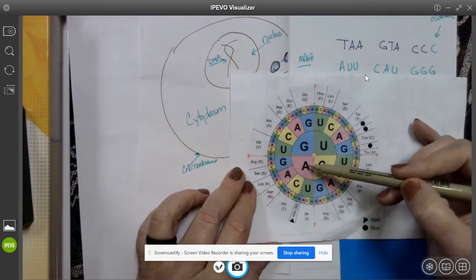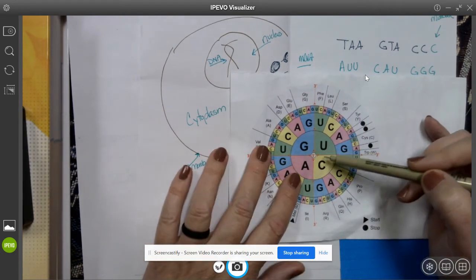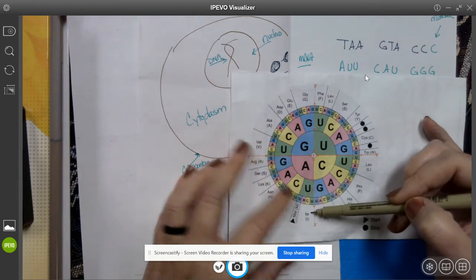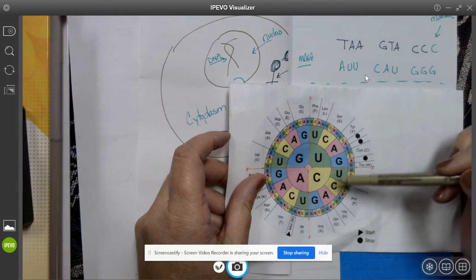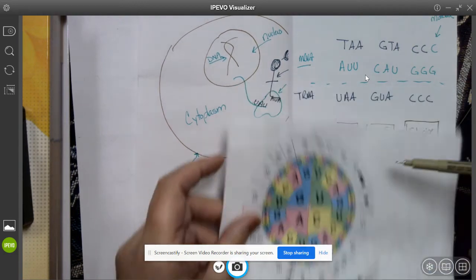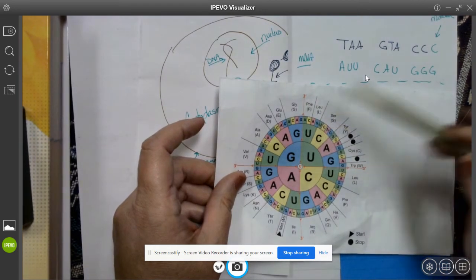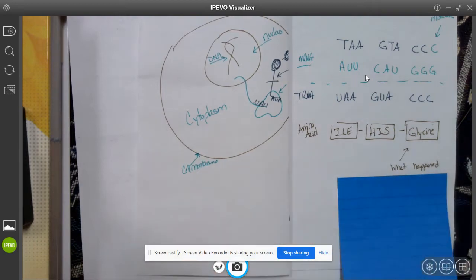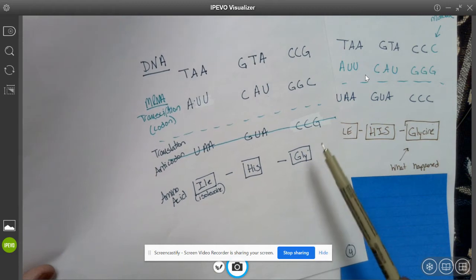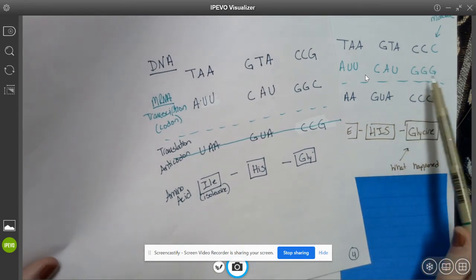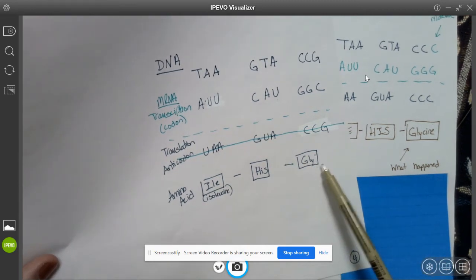AAU, wait, AUU. AUU is going to give us isoleucine. Yep. CAU is going to give us histidine. Yep. And GGG. This is where we have our mutation, but it gives us glycine. Hold up. We got glycine last time. Okay, so what this shows us is that GGG and GGC both code for the amino acid glycine.